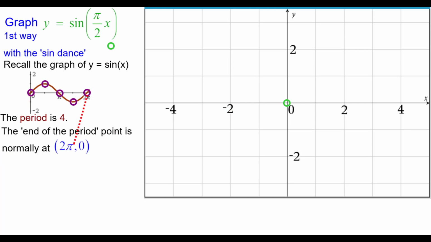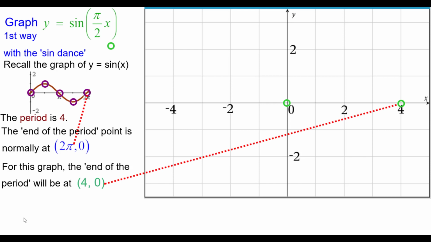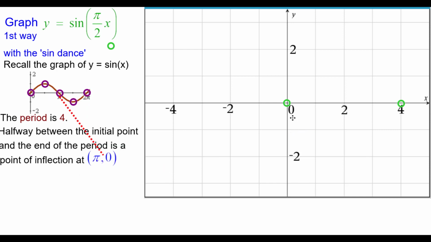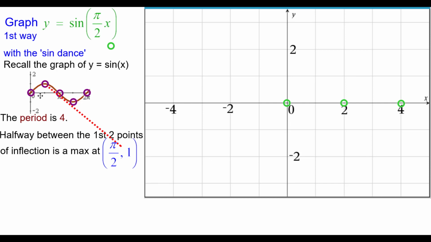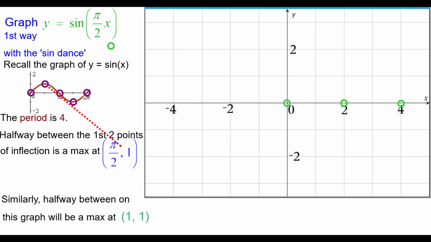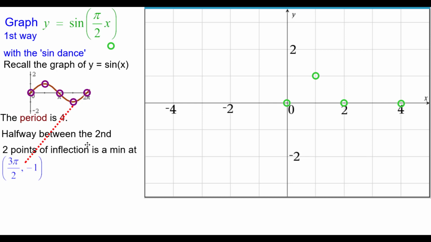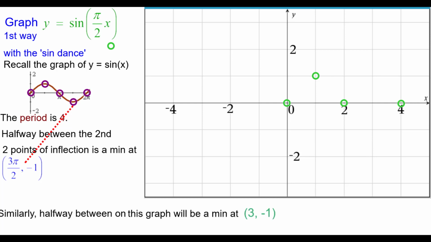The end of the period is normally at 2 pi, 0, but this one is affected. It's going to be at the end of the period, which is 4, at 4, 0. Halfway between is another point of inflection, and for us, halfway between will be a point of inflection at 2, 0. Halfway between the first 2 points of inflection is a maximum, so for us that will also be a maximum, in this case at 1, 1. And halfway between the second 2 points of inflection is a minimum, and for us, that's going to be at 3, -1.